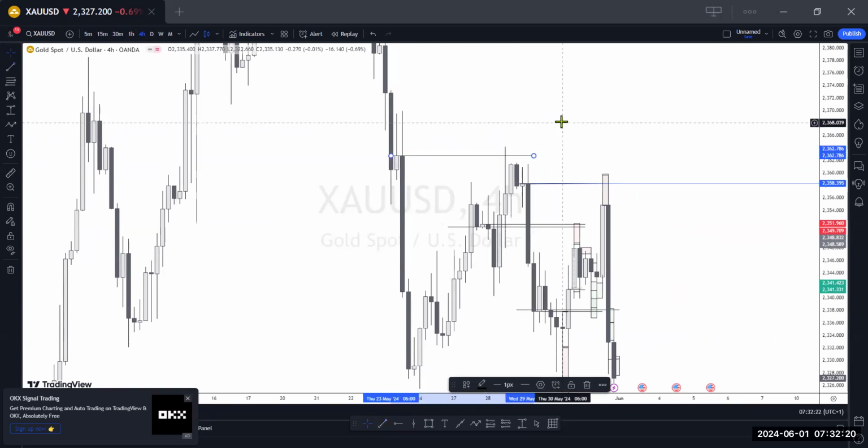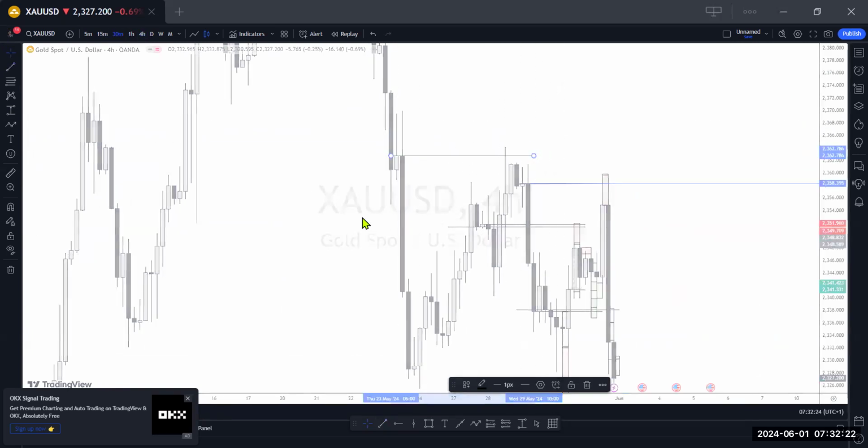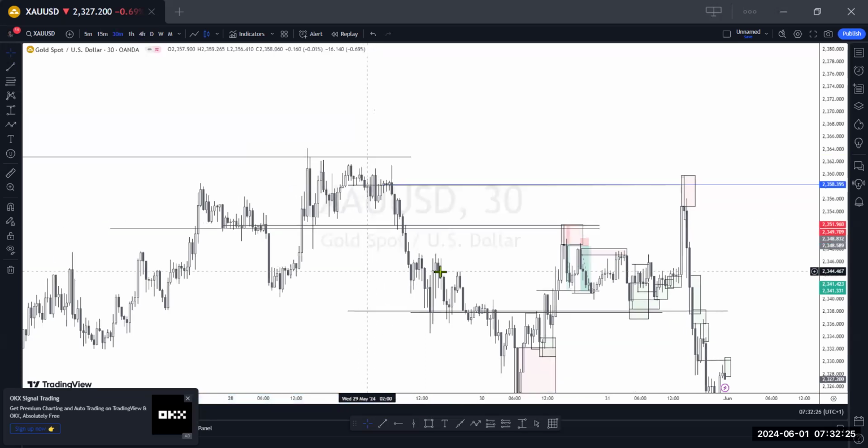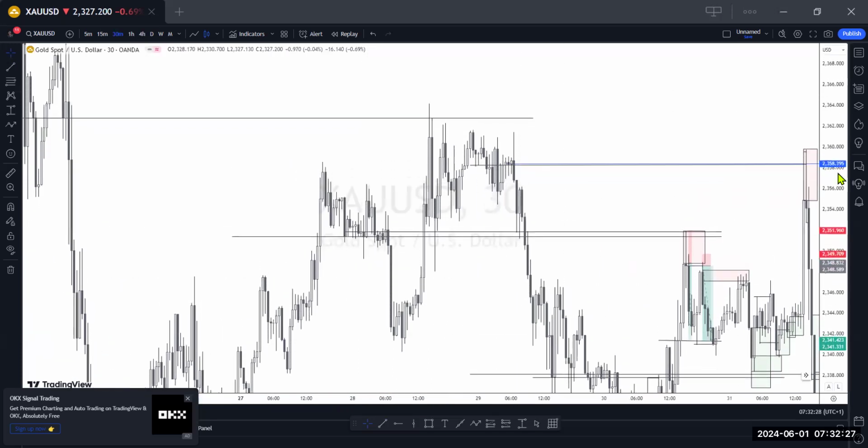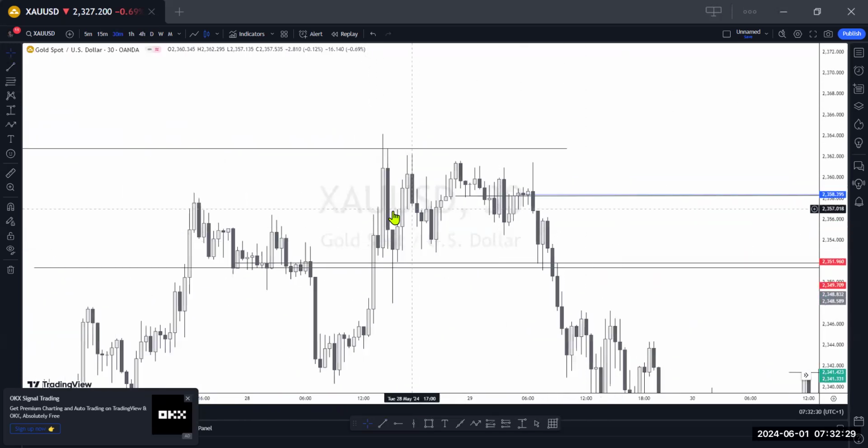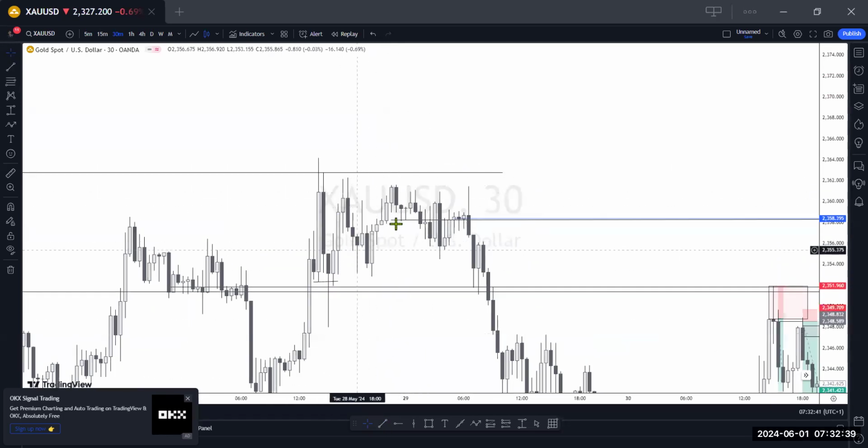I'm not sure if this level is a valid level, but let's see. M30. Did we get engulfing? Oh, okay, we got engulfing on this one. So you see engulfing, price completely engulfs. Completely engulfs. Yeah, breakout. Price came back, classic setup there too.